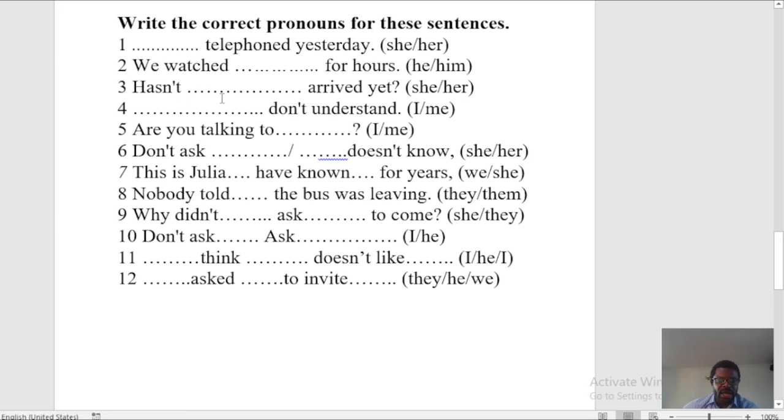Okay? So number four, you've got I don't understand, because this is what our subject pronoun will have to start with. I don't understand. It cannot be me don't understand. No. The me always comes at the end of a sentence. Are you talking to me? Or you see? There we go. Are you talking to me? So because me always comes at the end of the sentence, that's when we use it. But I comes at the beginning of a sentence.